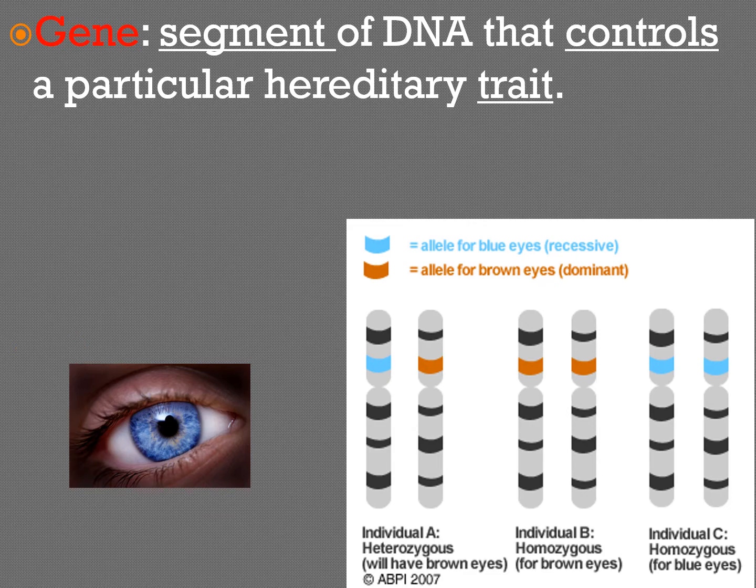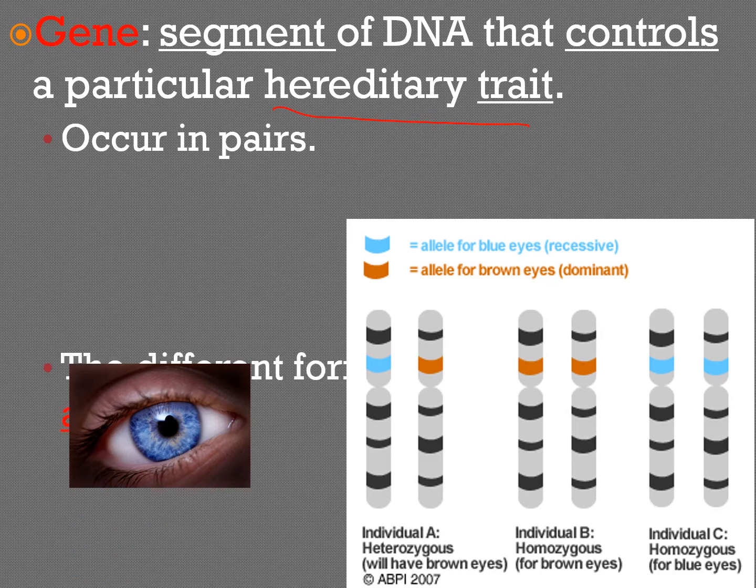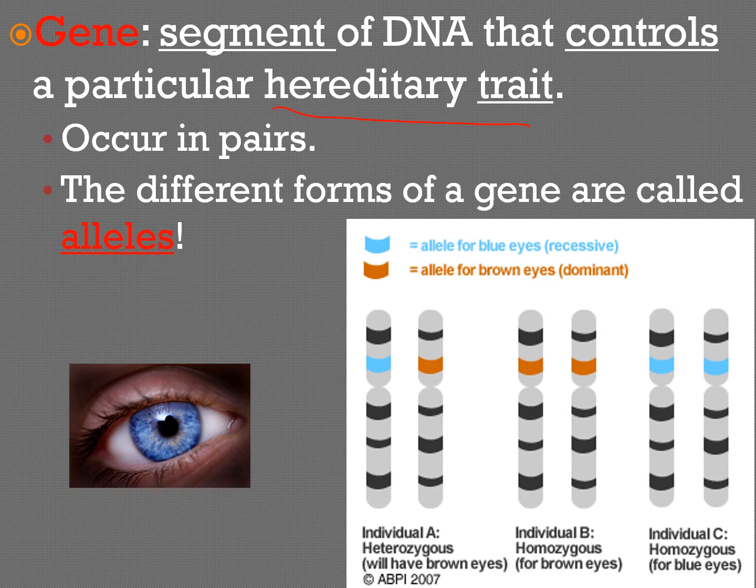Genes are segments of DNA that control a particular hereditary trait. So we can have a gene just for a particular trait, which occurs in pairs. The different forms of genes are called alleles. So just having one, this is a gene, like this is blue eyes, and now we got both of them coming together. We got alleles. Alleles are different forms of the gene. So you're going to have an eye gene, but the color of the eyes is your alleles.